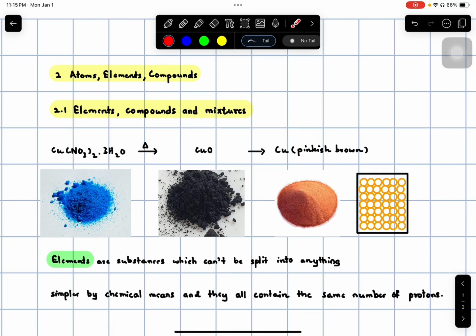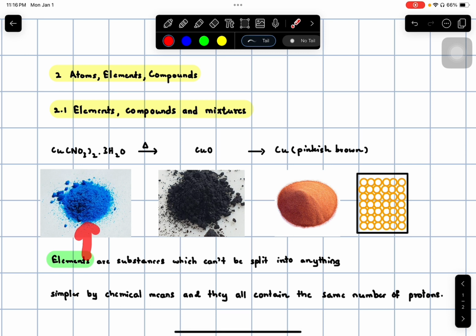In this video, I'm going to explain what an element is, what a compound is, and what a mixture is, and how they are different from one another. Now you're going to see a complex formula here, but don't worry about it, that's not relevant to what I want to explain. Let's assume that we have some copper-2 nitrate crystals which are blue in color.